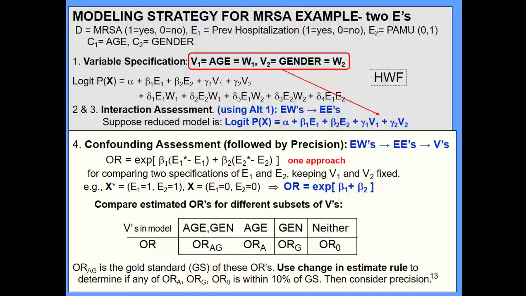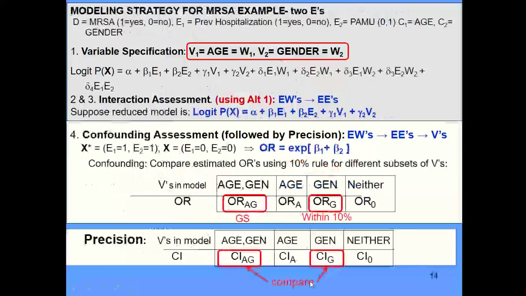Okay, so now, let's look at the next slide and see what it says. Look at this, a bunch of stuff, but look at this red stuff in the next to the bottom bit of information. What have I done? I've circled the ORAG and I've circled the ORG. And I've said the ORG is within 10% of the ORAG.